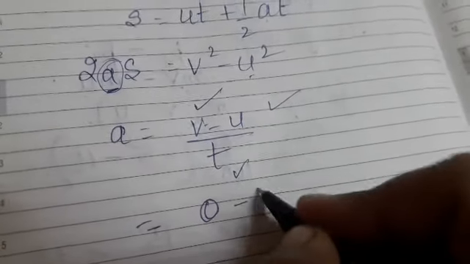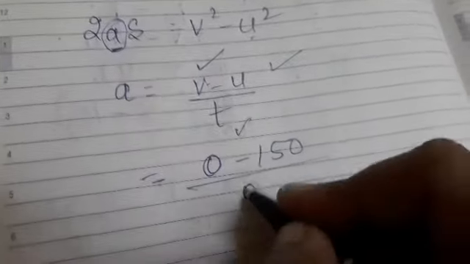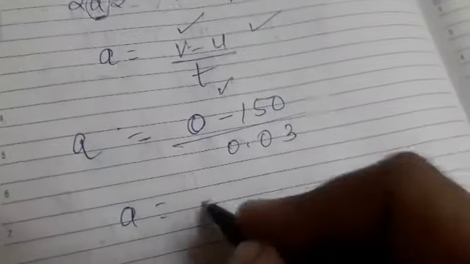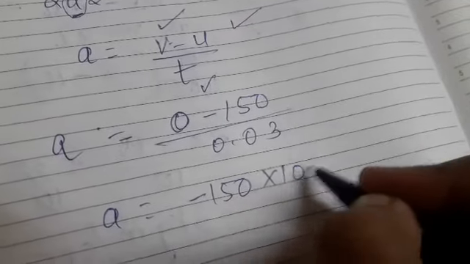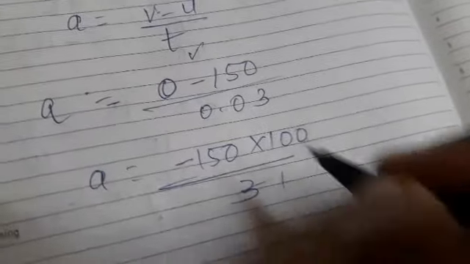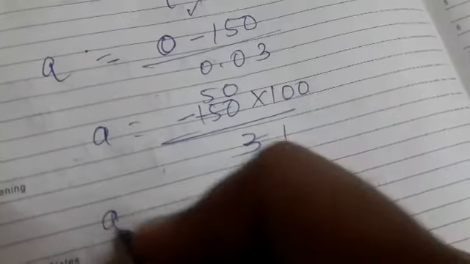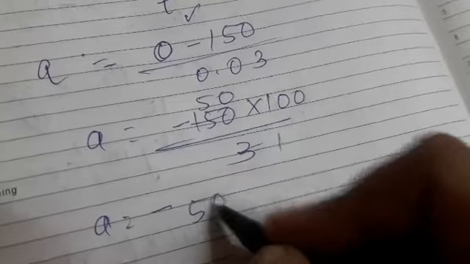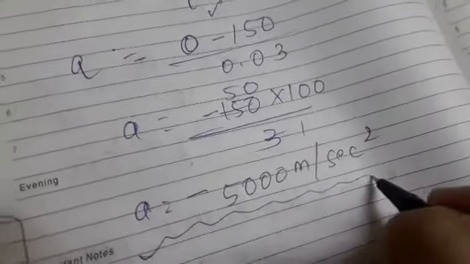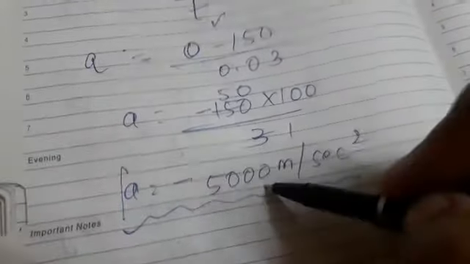So we can find the acceleration of the bullet, which is (0 minus 150) upon 0.03. So a will be minus 150 into 100 upon 3, which is minus 5000 meter per second square. This is negative acceleration because the bullet is retarding, or we can say its speed is decreasing.